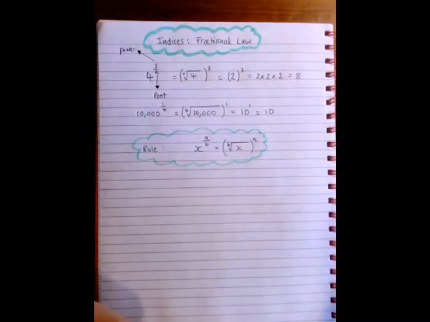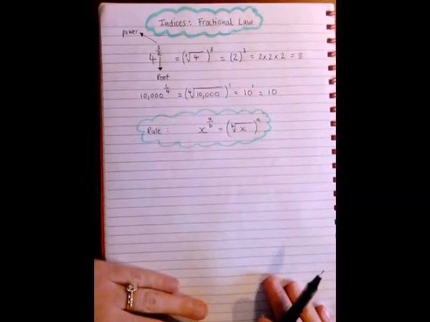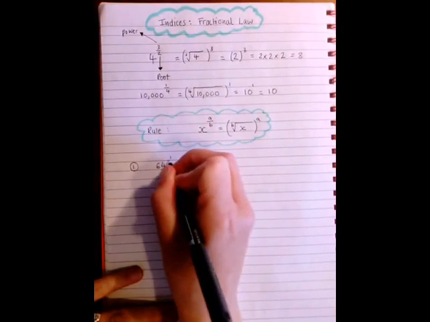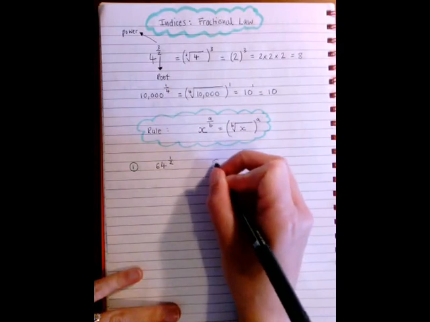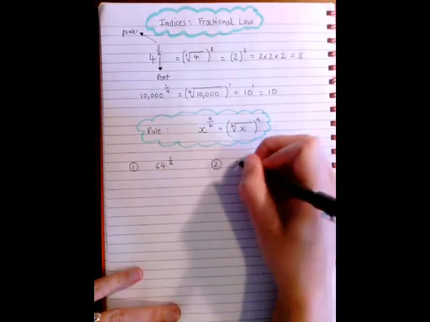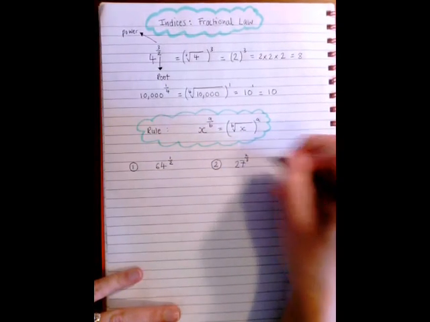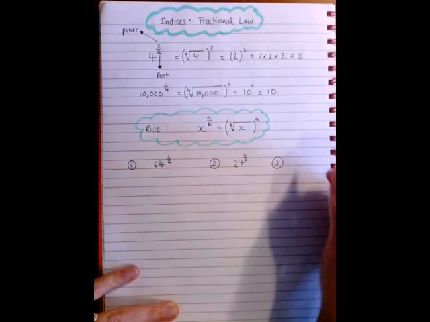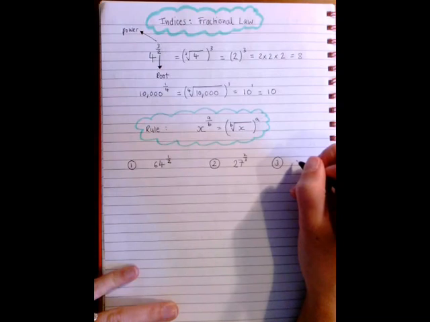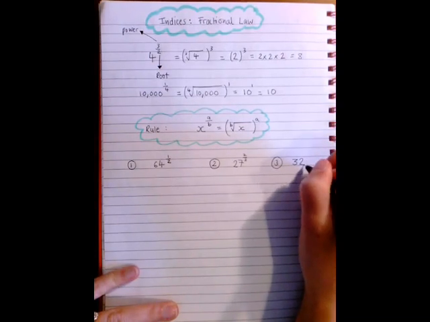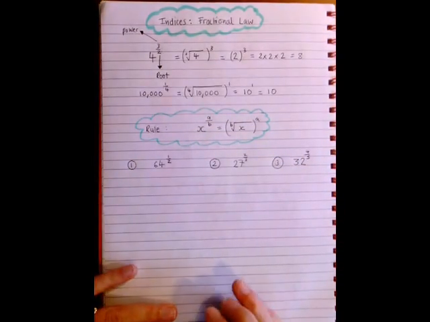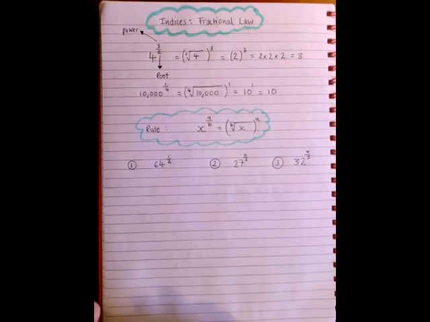Okay, so just have a go at a few of these for me now. 64 to the power of a half. You can also try 27 to the power of 2/3. And actually, we'll do 32 to the power of 4 over 5. Okay, so you can just pause the video there and have a go at those questions.